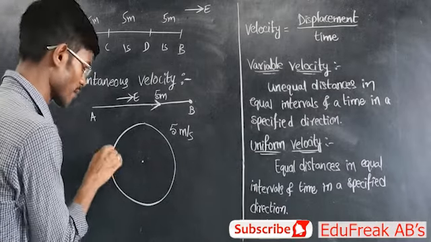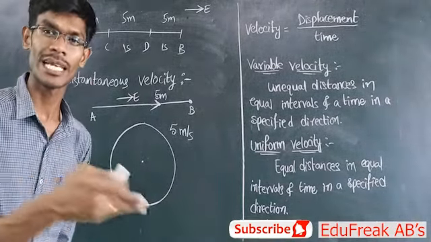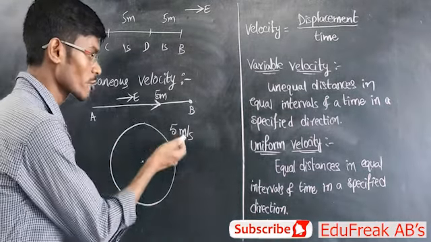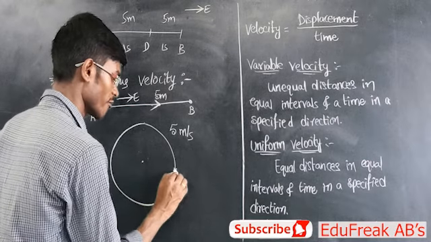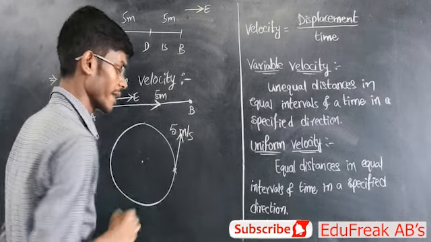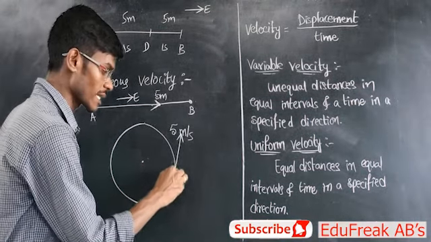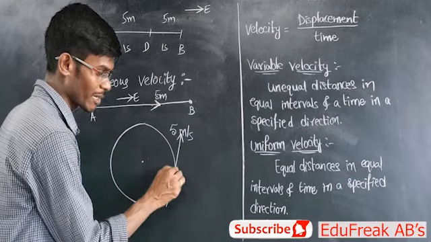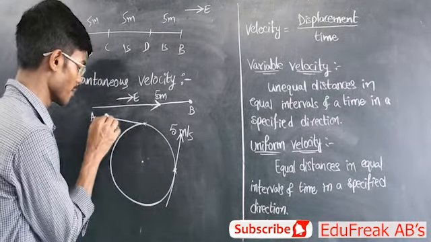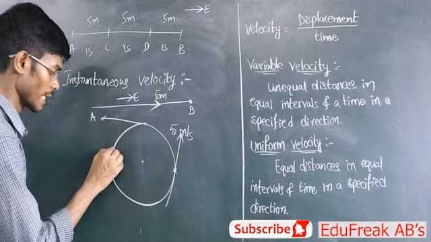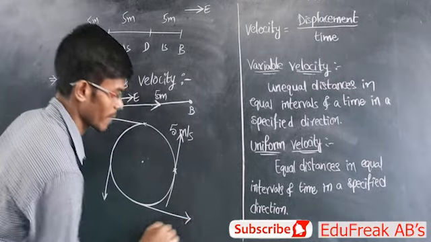Here 5 meters per second, here 5 meters per second, here 5, here 5. Like that we can have the same magnitude. But when it comes to the direction, the direction at a particular point will be given by the tangent drawn at that particular point. Tangent means it touches the curved path at a particular point. So if you want to draw a tangent here, this will be your direction. At this point, it will be the tangential direction.